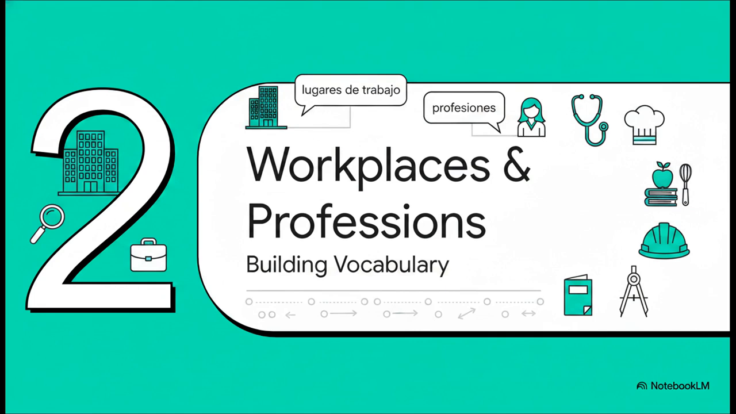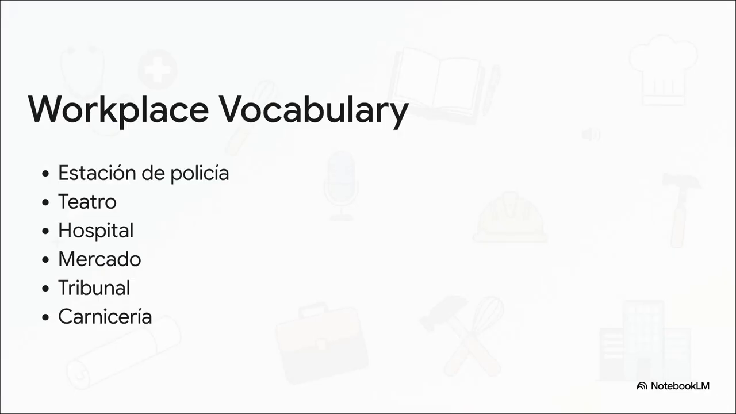Let's build up that vocabulary. Let's establish the physical locations where our characters actually spend their days. Here is the vocabulary list straight from the source text. Listen to the pronunciation and really try to picture the location in your mind. We have the estación de policía, the police station, teatro, the theater, the hospital, spelled exactly the same as in English but remember with a silent H, mercado, the market, tribunal, the court, carnicería, the butchery, and let's toss in one more, carpintería, the carpentry workshop.